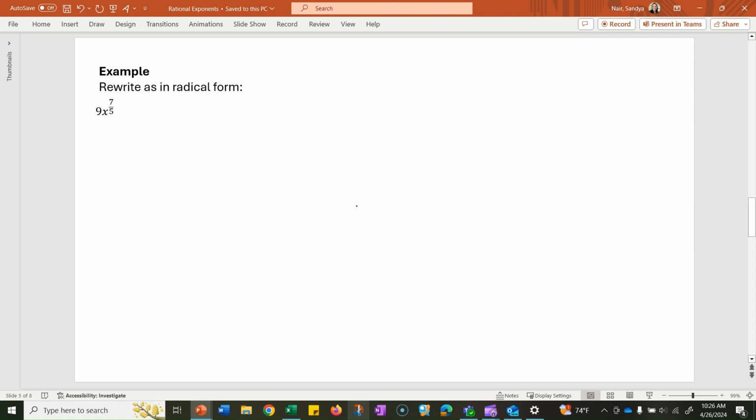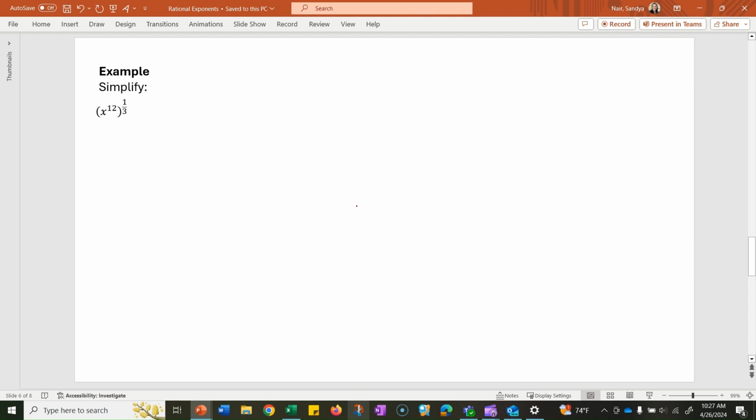Now let's go the other direction and rewrite this in radical form. It's important to remember that if there's no parentheses around it, that 9 is just the coefficient. So we're just going to write the 9 on its own and the power only applies to the x. That means we're going to rewrite this as 9 times the fifth root of x to the seventh, and that 9 doesn't get raised to the power because the power only applies to the variable.